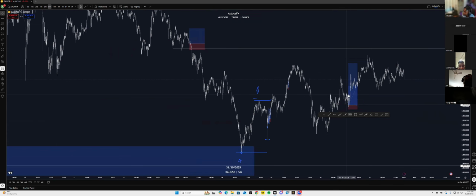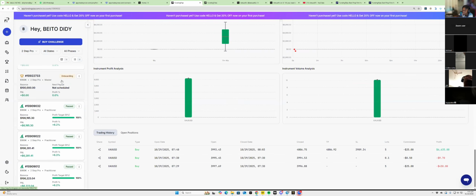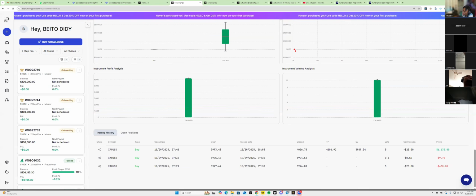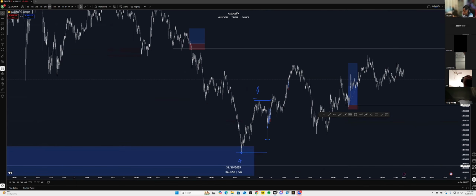And by the way, I didn't even take this buy here because I just don't have a live account to take it. My 200K account is up $4,000. I'm just waiting for a payout. And then my 300K account is still on onboarding. You can see right here, onboarding. So as long as it's onboarding, I cannot trade. I logged in already on my phone right here, but I can't trade it because it's still onboarding.